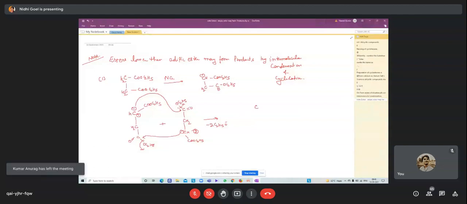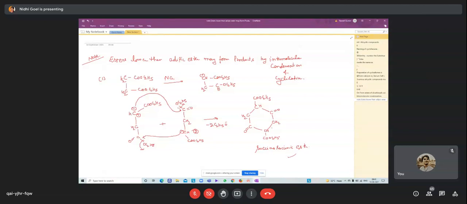So the product is CH, COO, C2H5, here CH2, here C double bond O, here CH, COO, C2H5, here C double bond O, here CH2. So this is the succinic ester, or maybe called cyclohexane 2,5-dione-1,4-dicarboxylic ester. So this ester is formed.